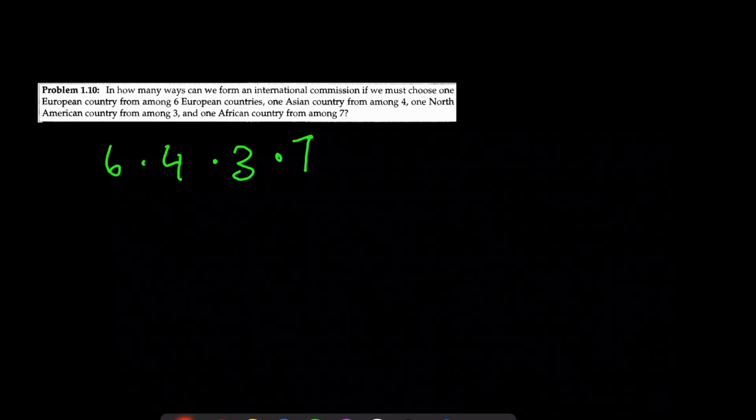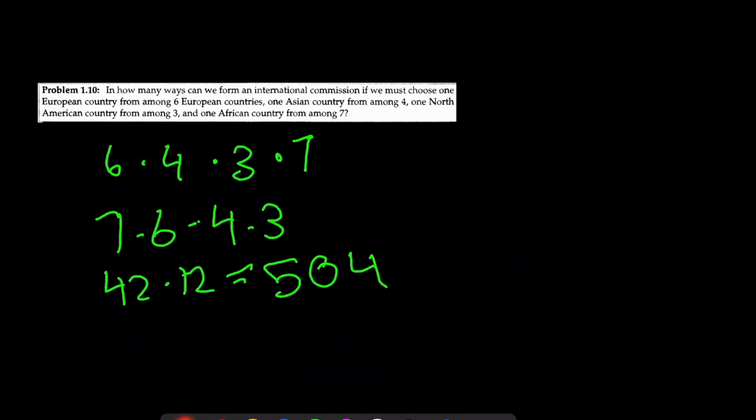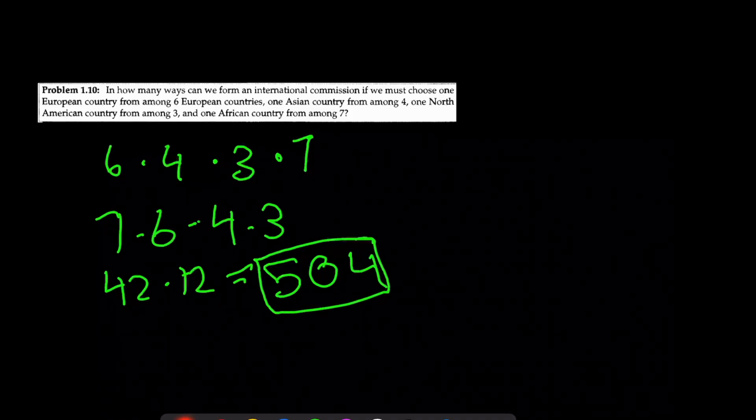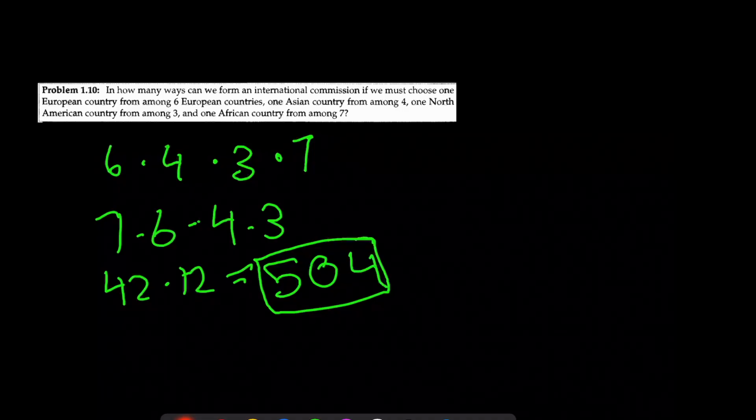Well, let's try simplifying this. 7 times 6 times 4 times 3. 42 times 12, which is equal to 504. So that means there's 504 different possibilities. And this was a lot easier than writing the table. So now we can see if we have events, we can just multiply them.